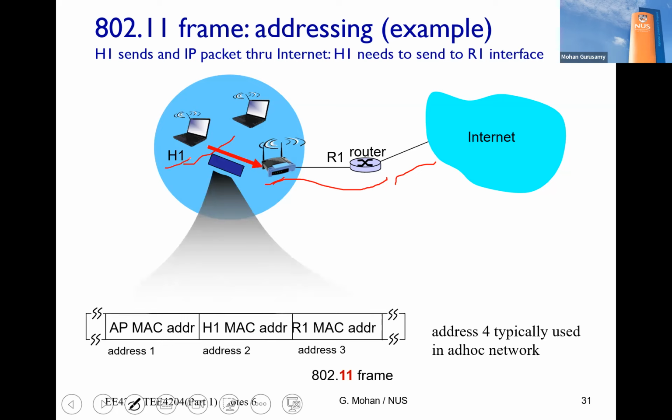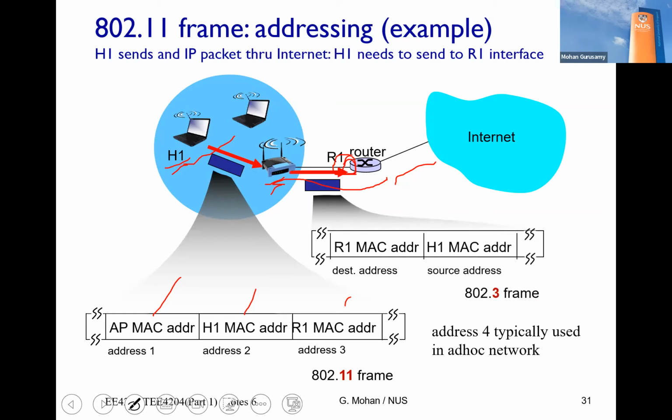When host 1 sends a frame to the access point, it is a Wi-Fi frame. It's not an Ethernet frame. In the Wi-Fi frame, the destination is the access point MAC address, the sender is the H1 host MAC address, and the third address will be the router 1 interface. This interface has a MAC address that also participates in ARP, address resolution protocol, etc.